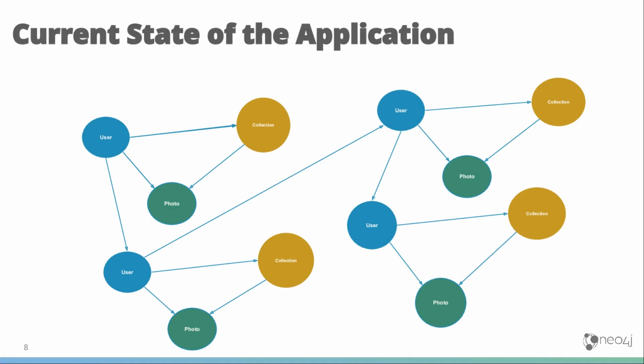So the current state of their application prior to 4.0 was they had users, those users posted collections, and in those collections were photos. And very similarly, users follow other users. And they were analyzing this, and it was really great.